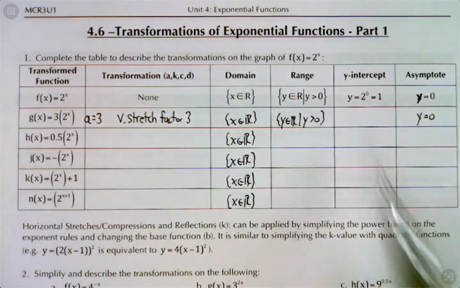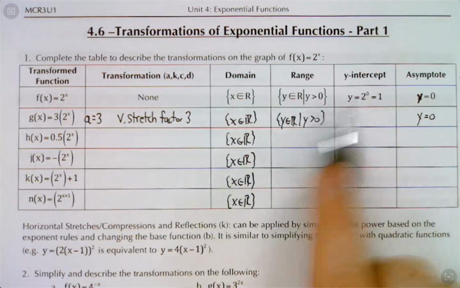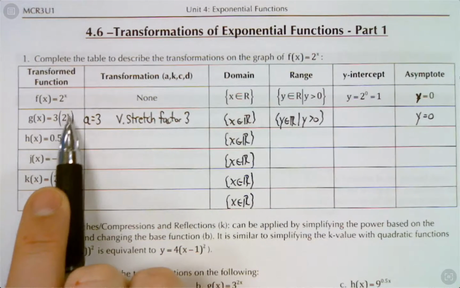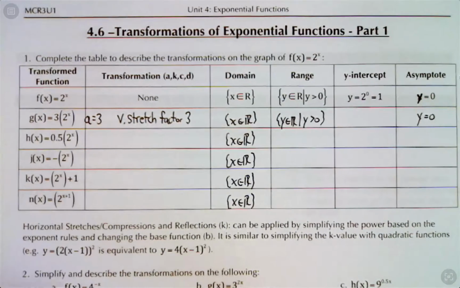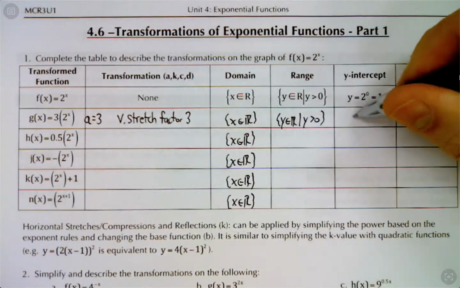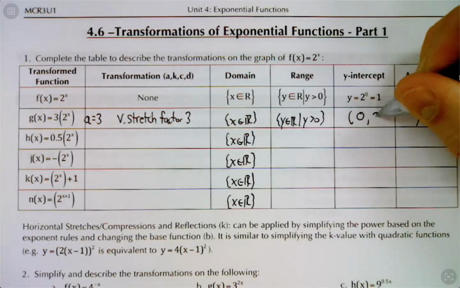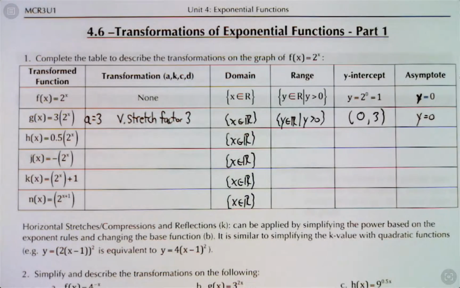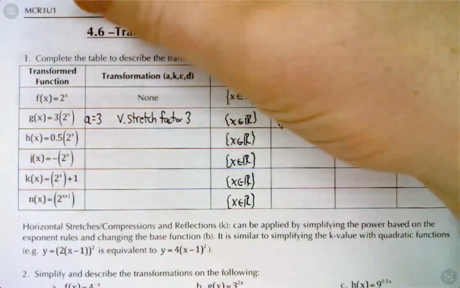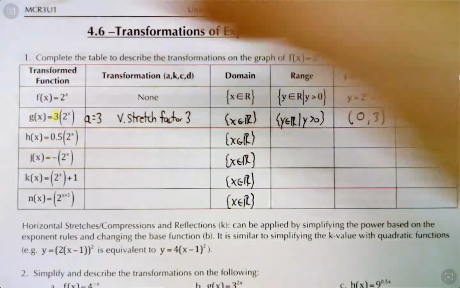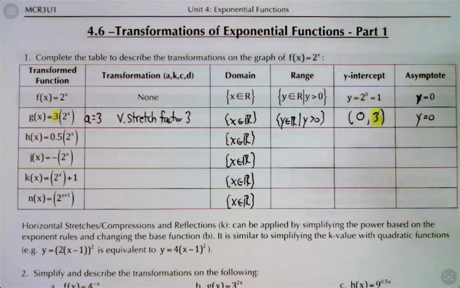What it does change is the y-intercept, and we can figure that out by just plugging 0 in. If we plug in 0, we've got 2 to the exponent of 0, which is 1. 1 times 3 is 3. We get a different y-intercept, (0, 3). So changing the a value changed the y-intercept. Everything else stayed the same.